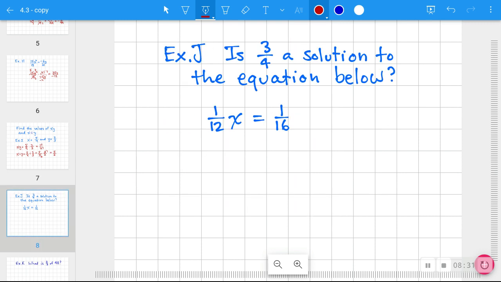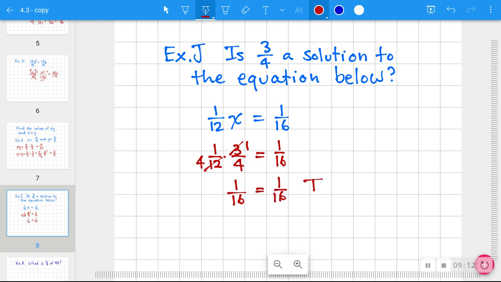Okay, example J. We're supposed to decide whether 3/4 is a solution to the equation. So we're going to be plugging it in place of that x. And it will look like this. 1/12 times 3/4. Does that equal 1/16? If it really does, then we'll say, yes, this is a solution. So on the left-hand side over here, we're going to divide this by 3 and the 12 by 3. You get 1/4. And multiplying the top gives 1, the bottom gives 16, and sure enough, 1/16 equals 1/16.